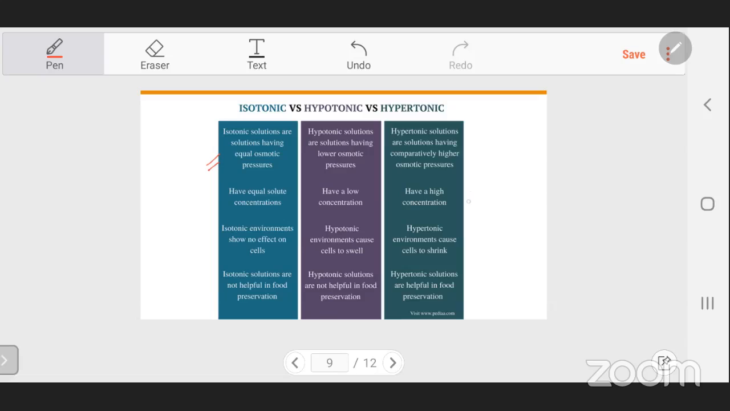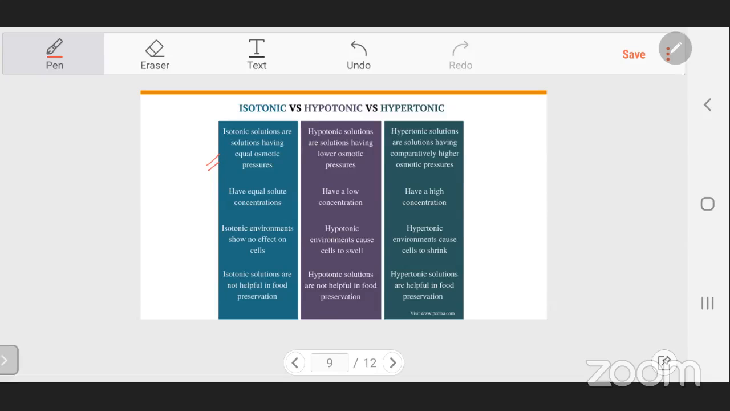But in case of hypertonic, it will release water, as the outer hypertonic solution has a lower water concentration, and the inside of the cell has a higher water concentration compared to the hypertonic solution. So the water will release from inside the cell to the outside solution. So that is hypertonic and that is hypotonic.